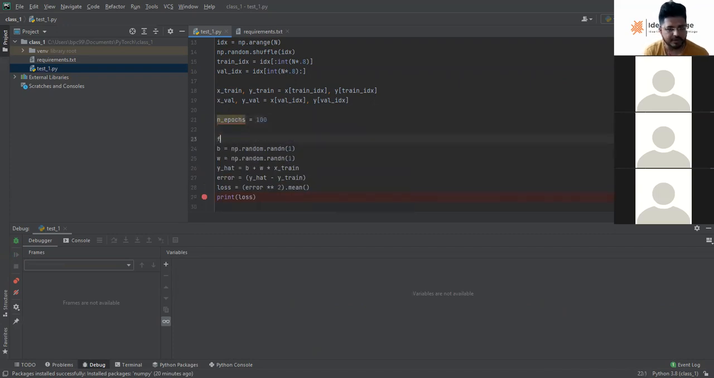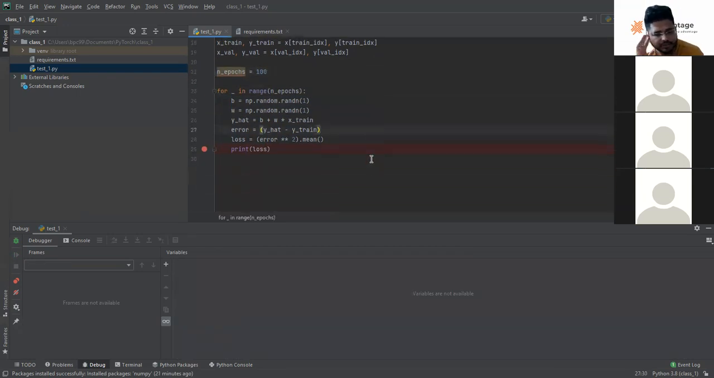So if the number of epochs is, say, 100, then I can say for epoch in range n_epochs, I can do this. So for every epoch I am calculating the loss, but I am missing something here.